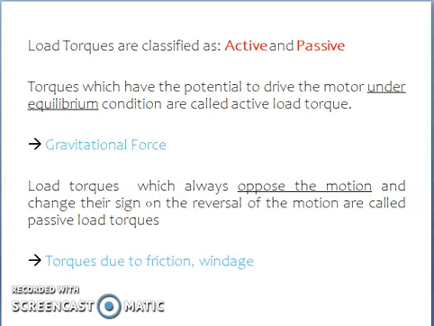You can note here that these load torques usually retain their sign. For example, when the direction of drive rotation changes, the sign still remains the same in these types of load torques. Second, the load torques which always oppose the motion and change their sign on the reversal of motion are called passive load torques. Examples of such load torques are due to friction, windage, cutting, etc.